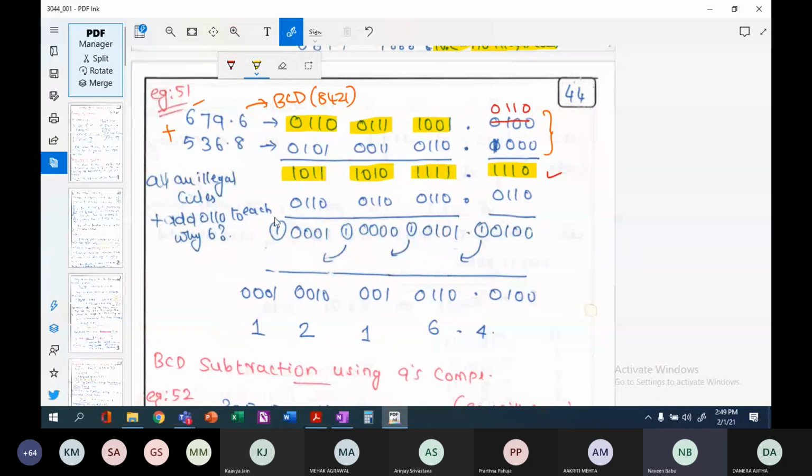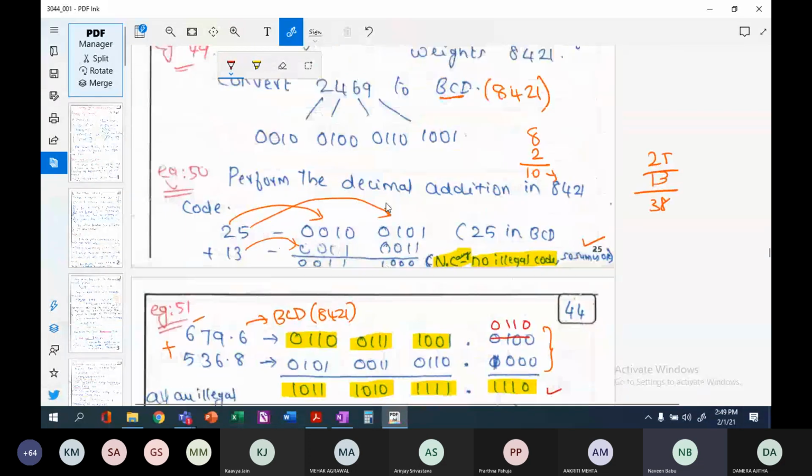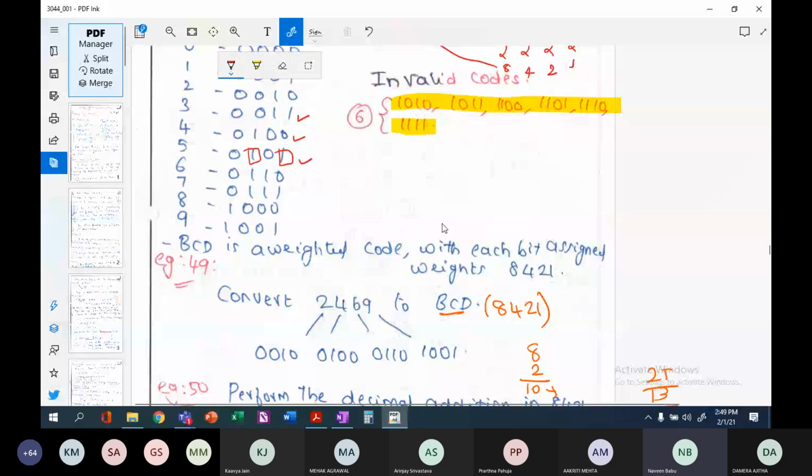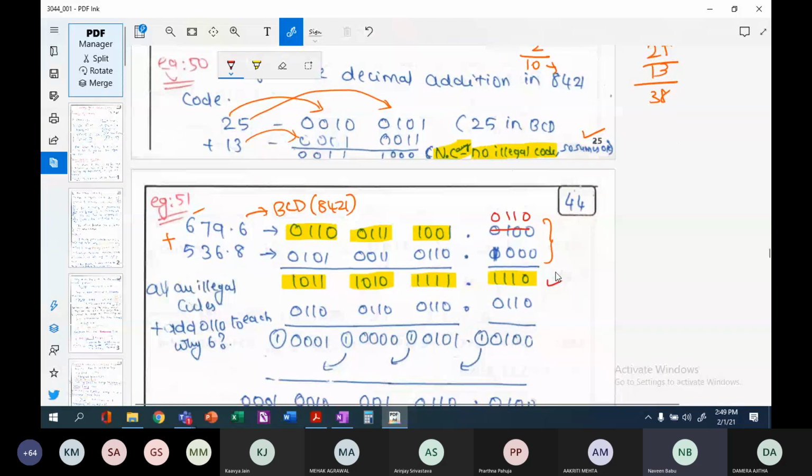Invalid codes means we have come across an addition that has resulted beyond 9. If you have come across 1110, what does it mean? It means that the sum has resulted in an answer of 14. What is 6 plus 8? 14 only, right? But we must have only 4. If you draw a scale from 0 to 9, after addition you should not go beyond 9. 14 is here. We should not go beyond 9.